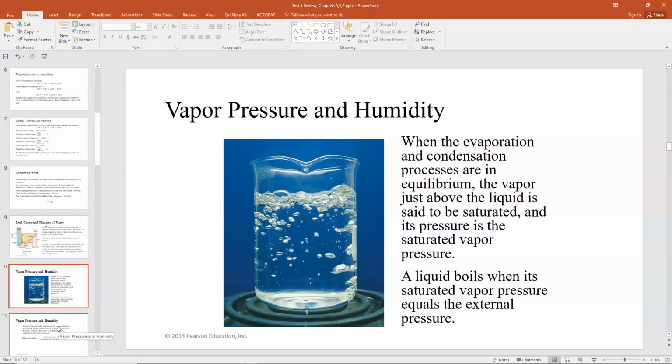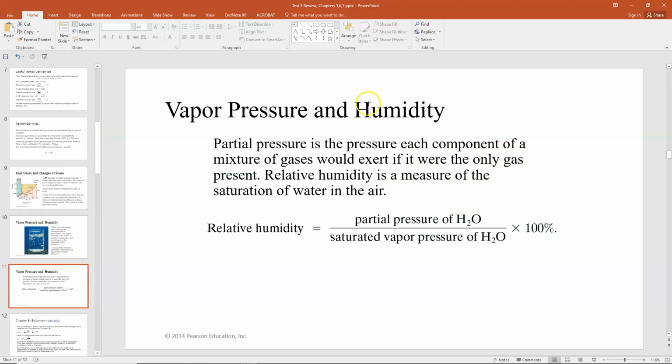A liquid will boil when its saturated vapor pressure equals the external pressure. And we showed that in a demo by boiling room temperature water by putting it inside a bell jar and pumping out. We also discussed vapor pressure and humidity.